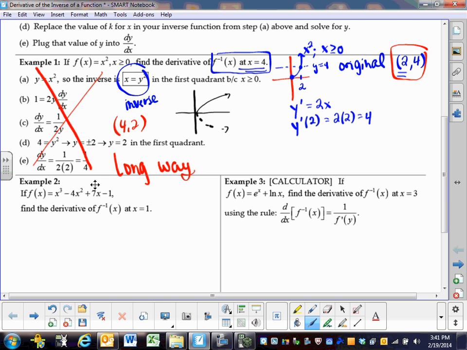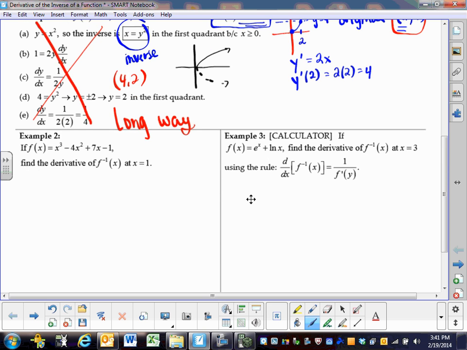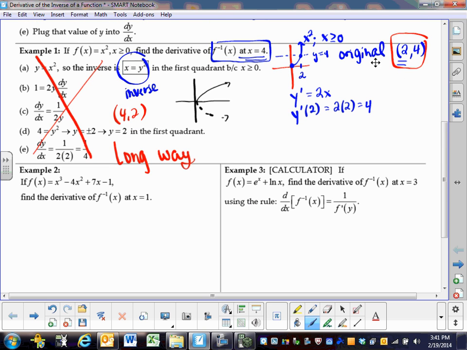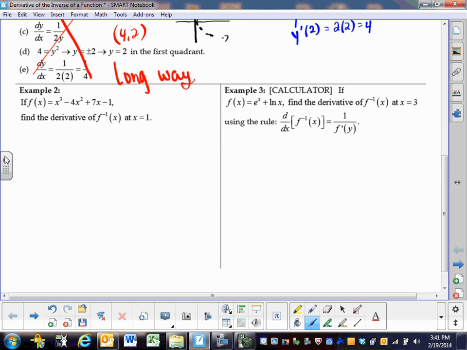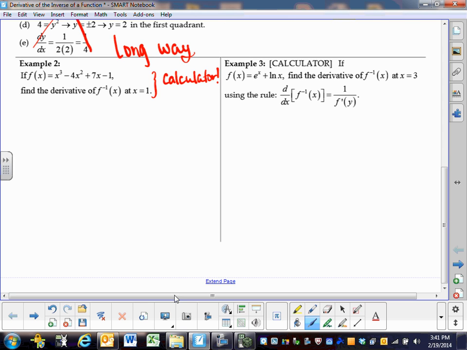So we are not going to do the long way, mostly because we would not necessarily be able to solve this equation by hand if we wanted to find the inverse function. Not every function's inverse is easily solvable. So instead we will do the original at the original point and flip. Okay, so for the first example, I'm going to use my calculator, actually for the first two examples.